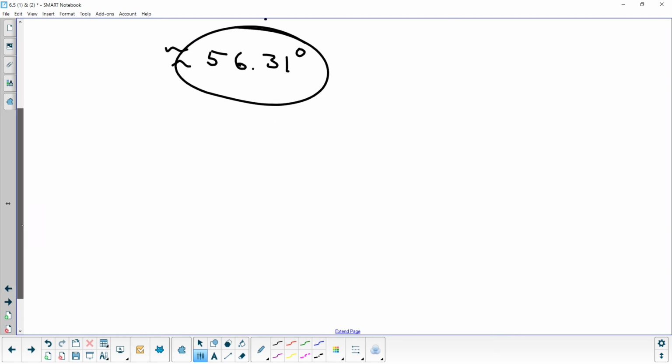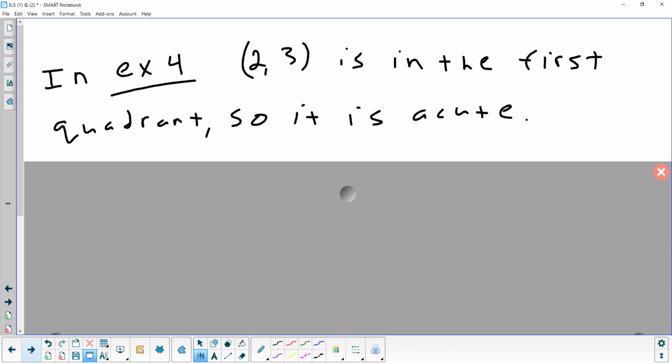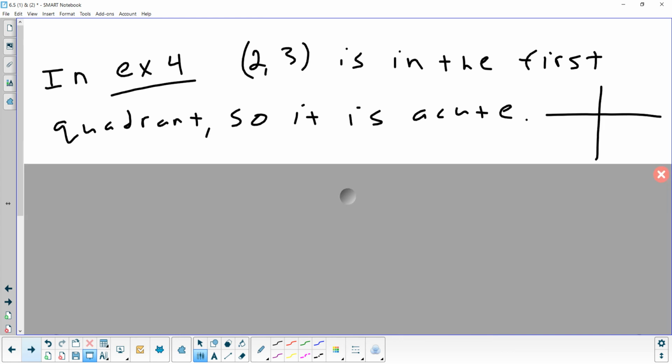Okay. Now, 2, 3, that point is in the first quadrant. So any angle in the first quadrant is acute. Because this is 0, 90, 180, 270. Just like if I said to you, any coordinate with a negative x and a positive y, well, that would be between 90 and 180. If you had a coordinate with a negative x and a negative y, that would be between 180 and 270. Just looking at the quadrant the coordinate lands in.